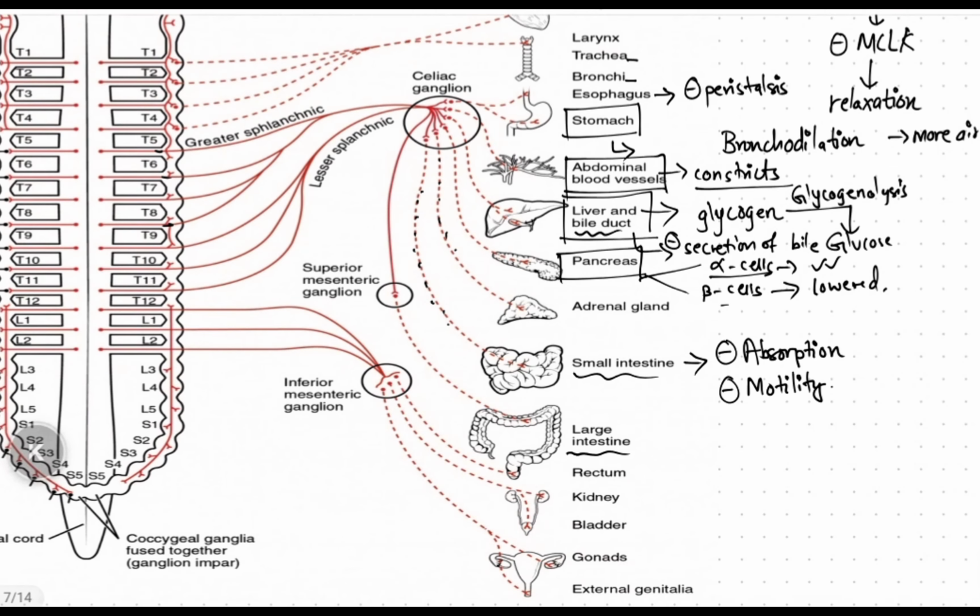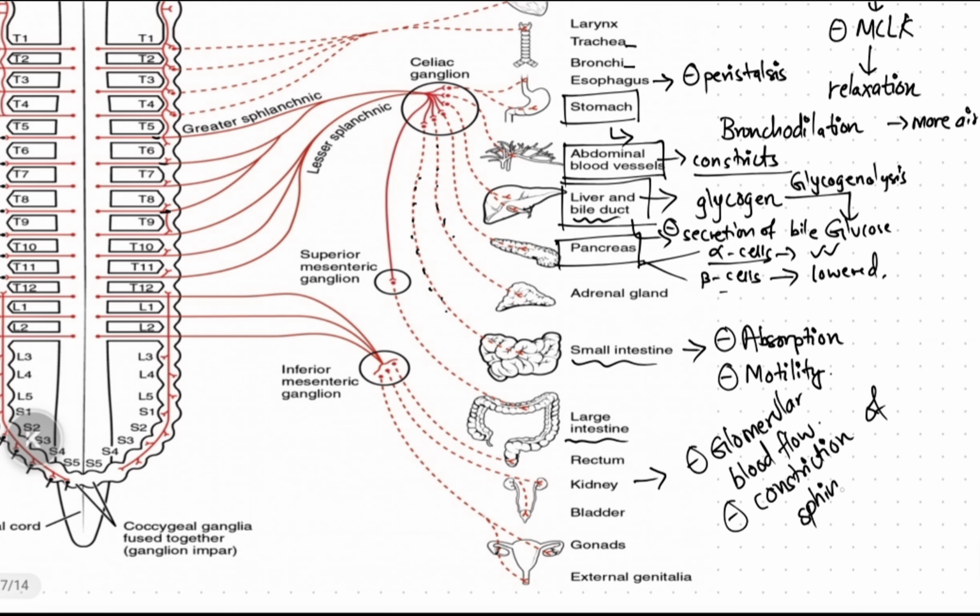So what does our kidney need to do during the stress condition? Do we need to urinate during the stress condition? I guess no. So there is a decrease in the glomerular blood flow of the kidney, and there is constriction of the sphincter to not urinate. It constricts the pathway of the urine flow. So these are the effects shown in the kidney.